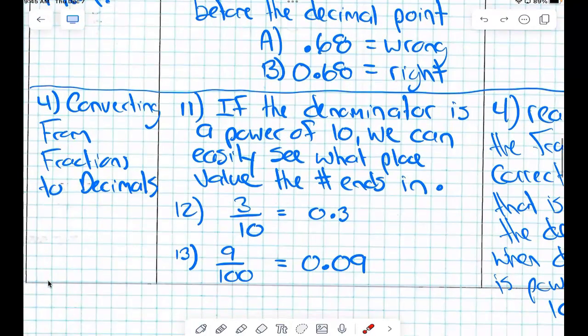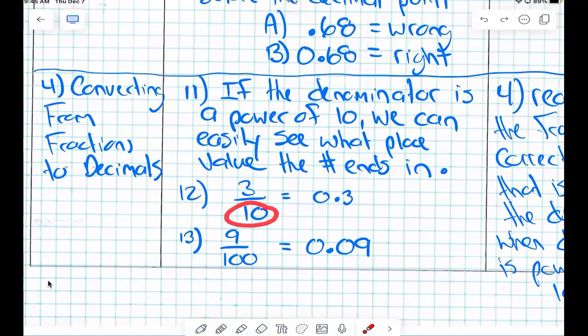So if the denominator is a power of 10, we can easily see what value the number ends in. Is this a power of 10? Yes. So how do I say that as a decimal? Do you say it the same way as a fraction and as a decimal? Yes. Is this a power of 10? Yes. So how do you say the decimal? 9 hundredths, right? So you can say 0 and 9 hundredths, right?